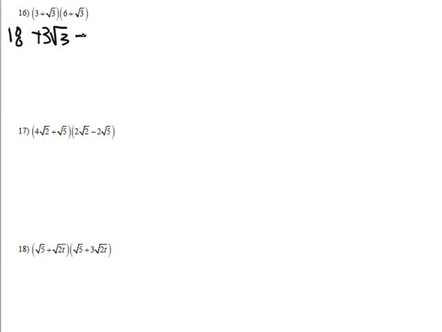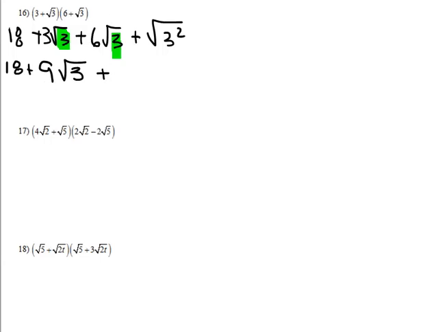The inner, 6 times the square root of 3, and then the last would be the square root of 3 times the square root of 3. I'm just going to do it this way for this one time. So let's combine like terms. I have 18 plus, and then I have these here, so I can combine them. 3 and 6 is 9 root 3 plus, and remember, this undoes that and leaves behind the 3. So in the end, I'll have 21 plus 9 root 3.